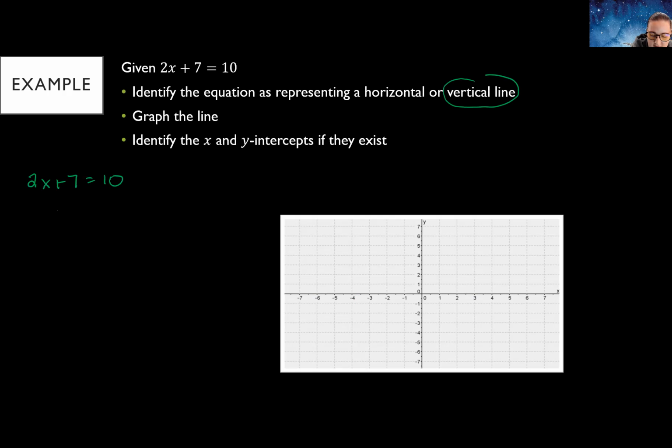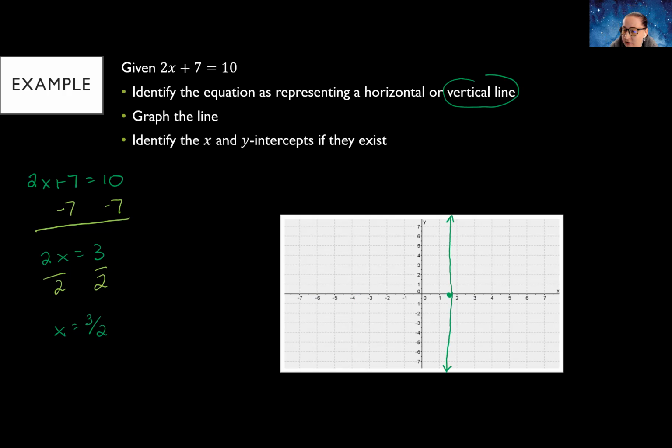So I'm going to first subtract 7 from both sides. We got 2x equals 3. And then we need to divide both sides by 2. We get x is equal to 3 halves. So 3 halves is the same as 1.5. So that puts us right there. And this is a vertical line. So I'm just going to really badly draw a vertical line here. Really bad at those vertical lines.